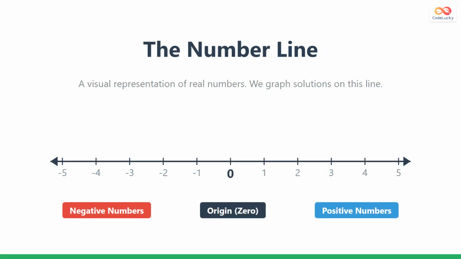This is the number line. It's a visual way to show all real numbers. We have 0 in the middle, positive numbers to the right, and negative numbers to the left. We will draw our solutions directly on this line.